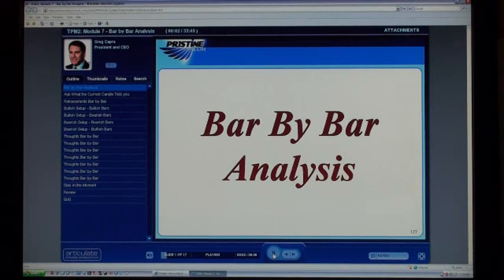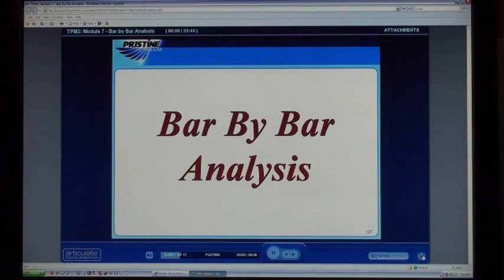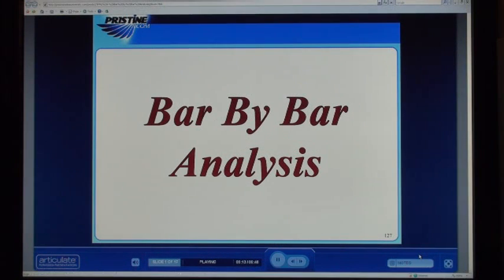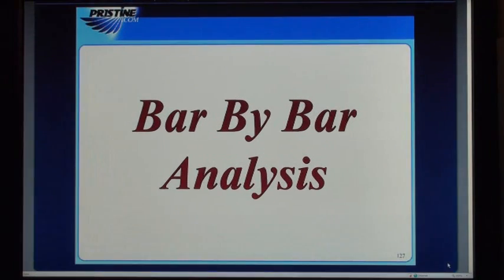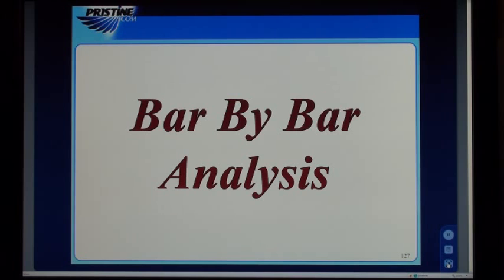analysis. In TPM1, you learned tradable patterns that included entries, stops, and targets. Once in a trade, emotions can cause a trader to deviate from that method. Traders fear what they don't want to happen and are biased by what they do want to happen. Bar-by-bar analysis keeps them focused on what is happening. In addition, bar-by-bar analysis keeps traders focused on what is happening when they are not in a trade.